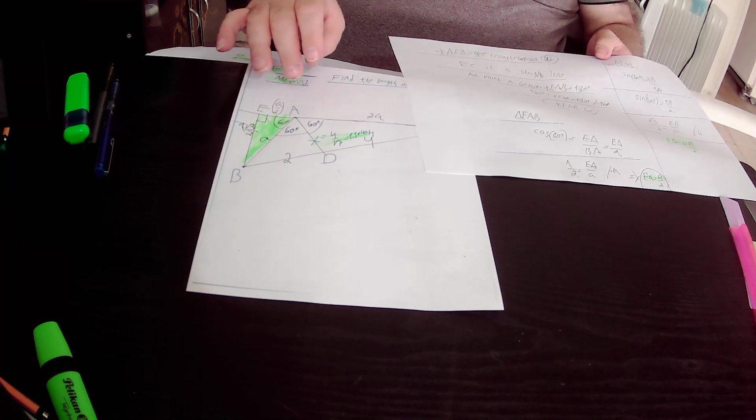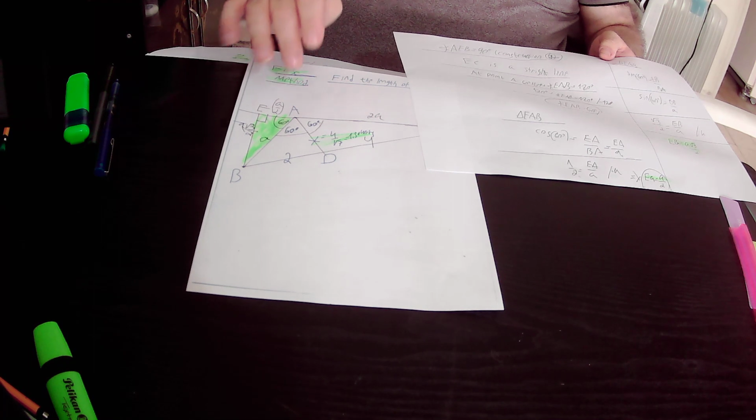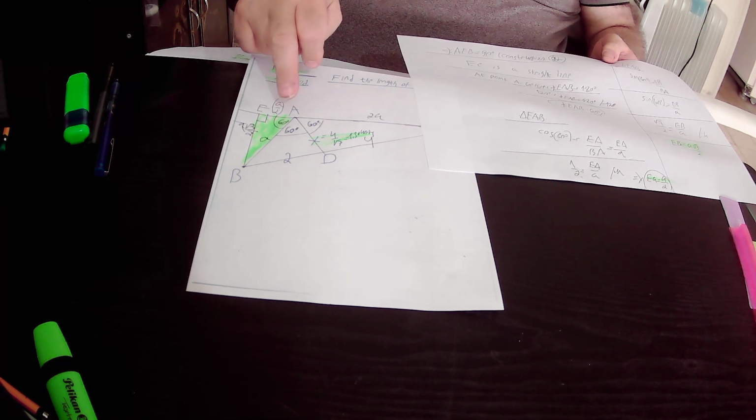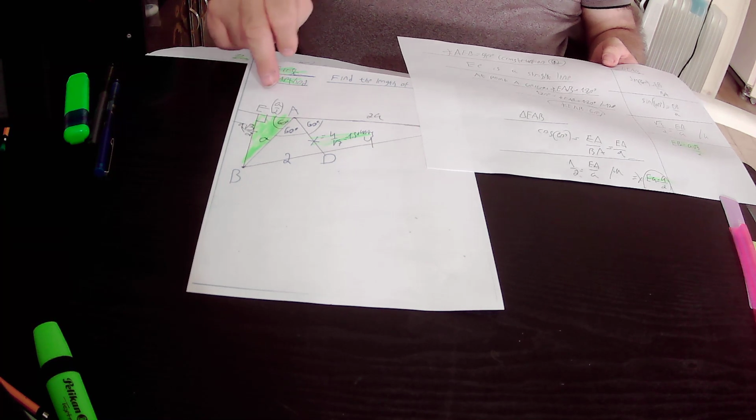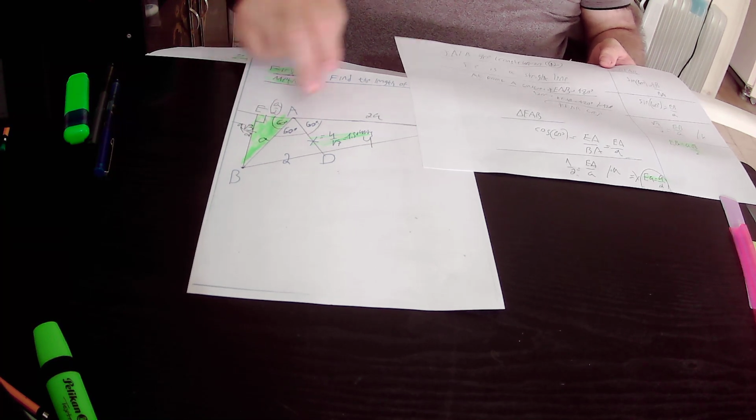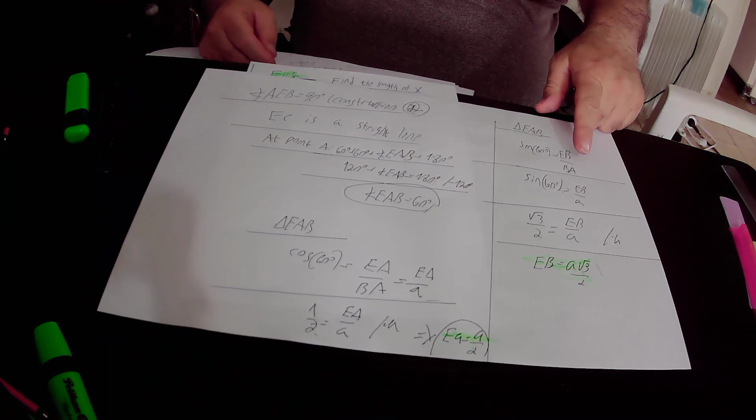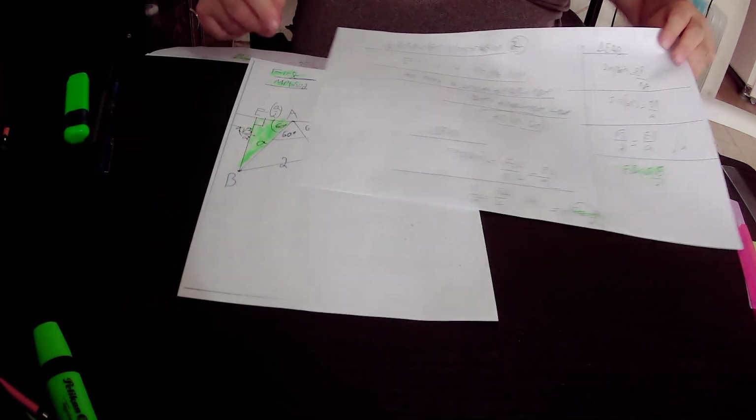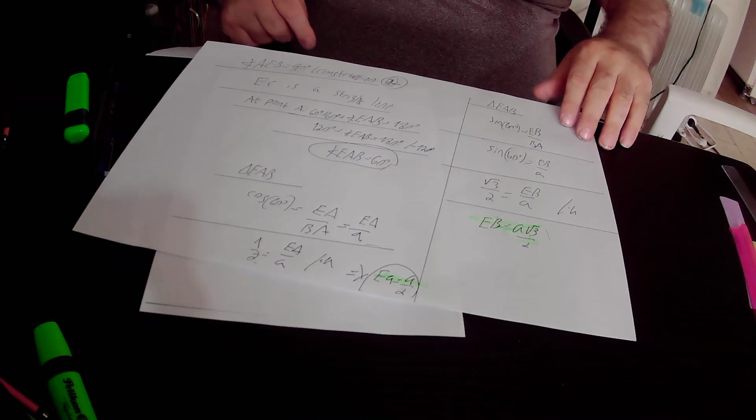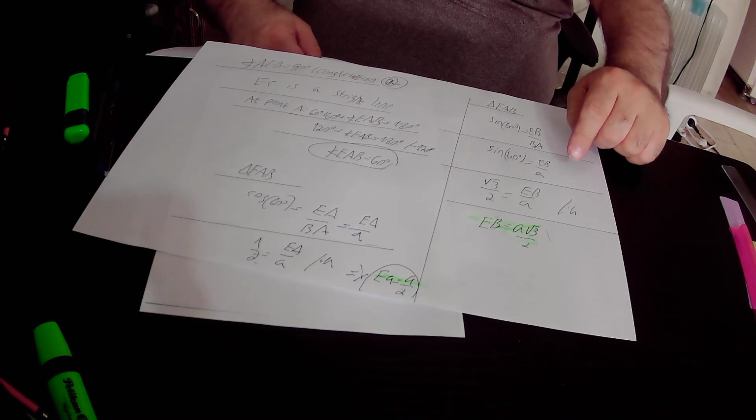Then we continue to focus on the right green triangle, triangle EAB. In it, we know that sin 60 degrees equals EB over BA. So sin of 60 degrees equals EB over BA, but BA equals A, so we substitute BA by A.